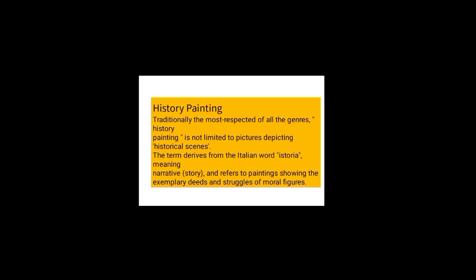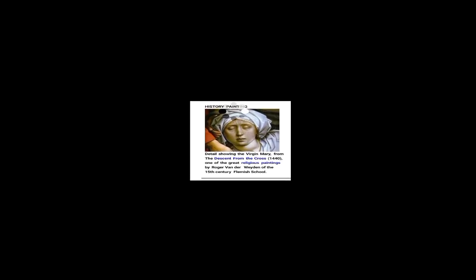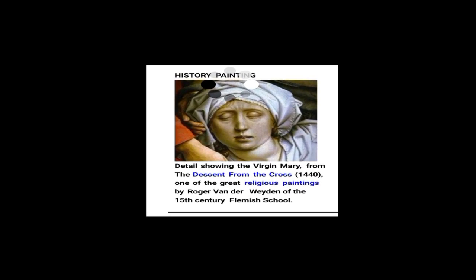So this is the example of history painting. Details showing the Virgin Mary from the Descent from the Cross in 1440, one of the great religious paintings by Roger van der Weyden of the 15th century Flemish school.